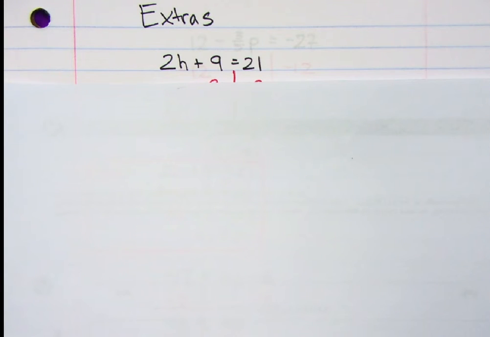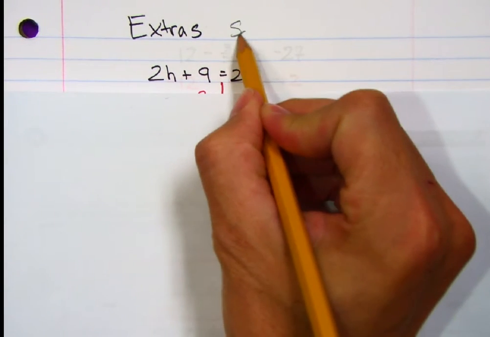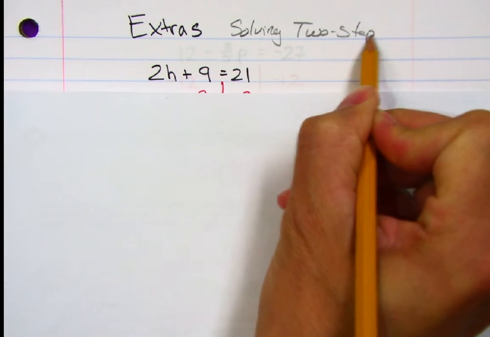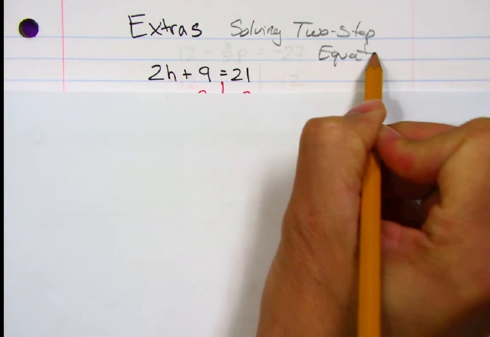All right, here we go again. Some extra problems for solving two-step equations. All right, so I'm going to go through the process again.